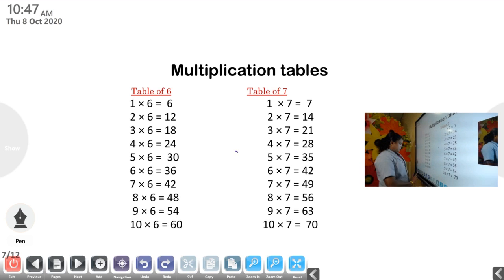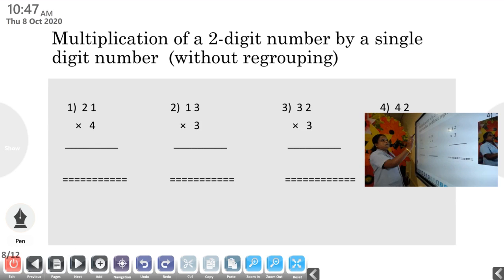Okay. Then next, multiplication of a two-digit number by a single-digit number without regrouping.